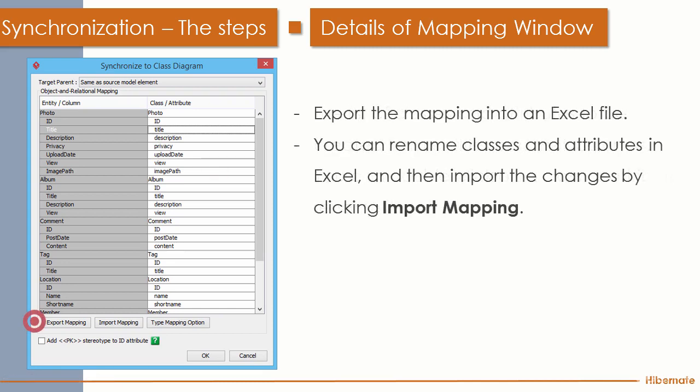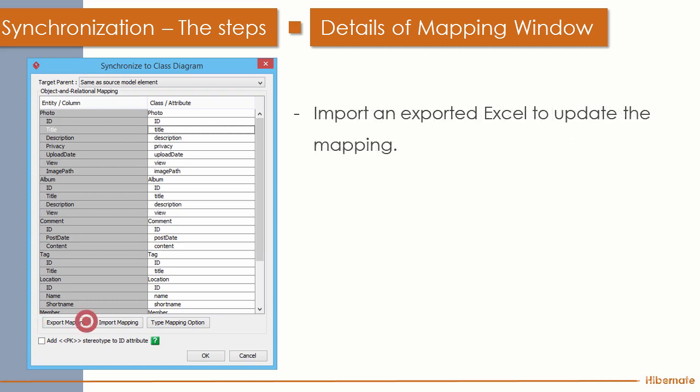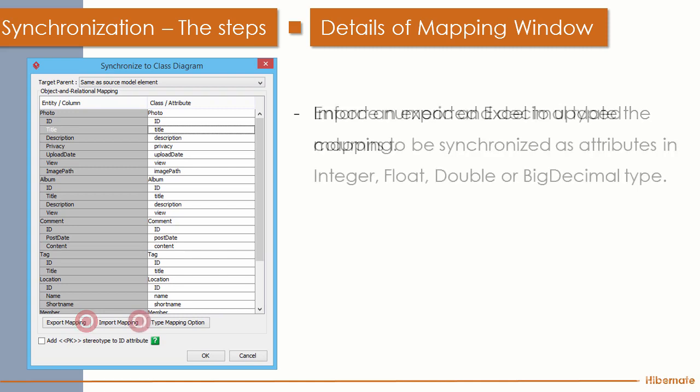On the bottom, you can export the mapping into an Excel file. You may wonder why we export it. You export to the Excel file, and then you can change it in Excel in a very convenient tabular form. And then you import your changes back. Then you can change all the mapping according to your standard, like putting an underscore before the attribute name, etc. You can also enforce some numeric and decimal types to be generated by using the type mapping option.